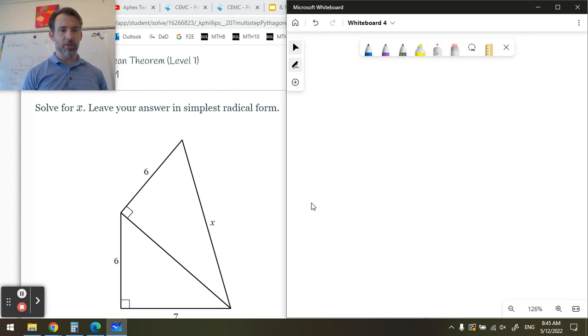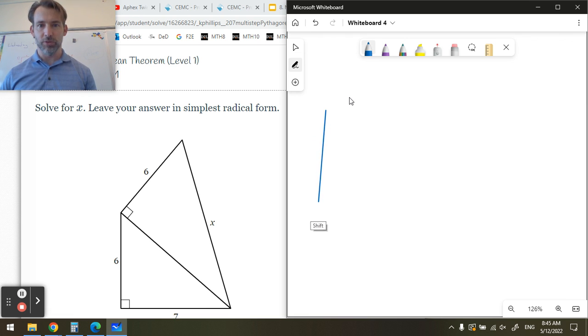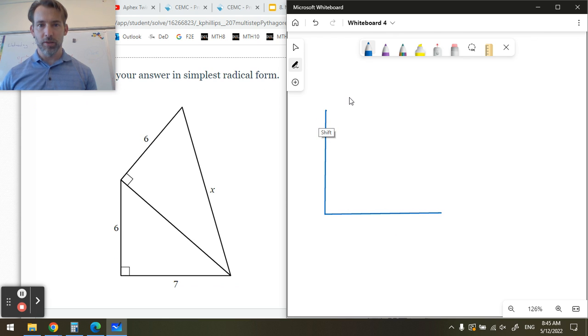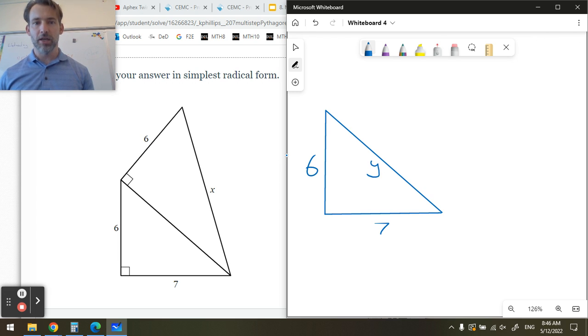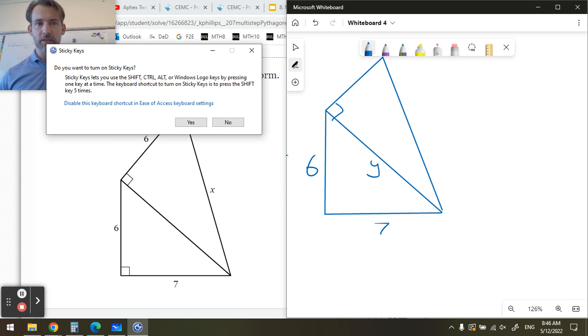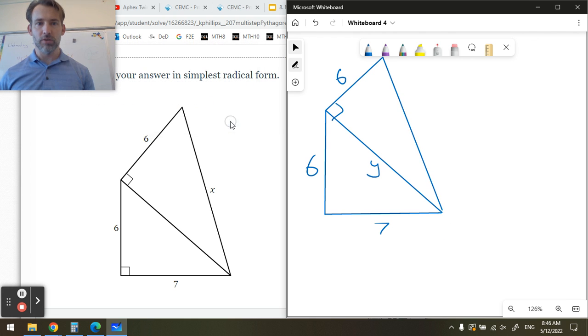So here, I'm going to start with my diagram. I know that I have here a triangle. This is triangle number 1, and this is 7, and this is 6, and this we don't know, call it y. And then the next triangle comes up here. This is the right angle, comes down here, and that's 6. And then this is x.